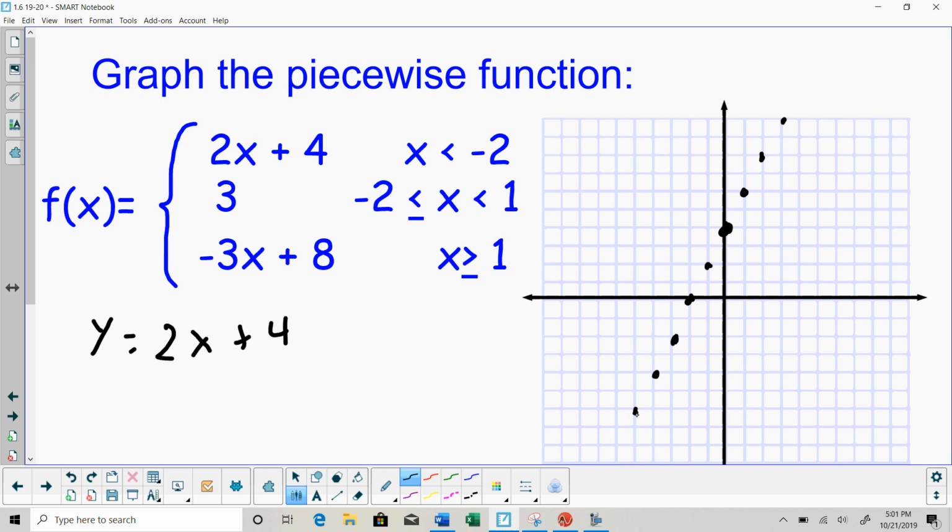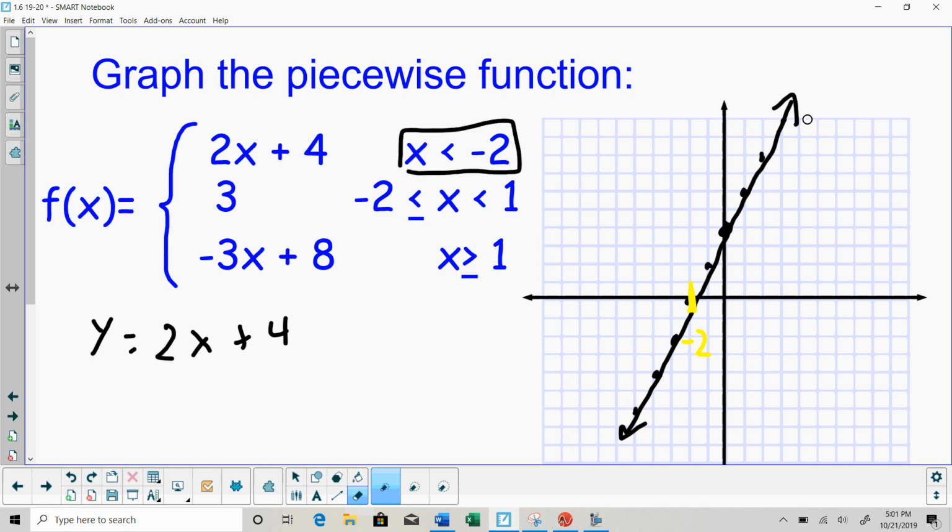So I can draw in this line like this, but I don't want to keep the entire line. I only want to keep the line when x is less than -2. So I can find where -2 is. There's -2 on my x-axis. And so I am going to erase everything that is greater than -2. So all of this is going away. And so it's just left like this.